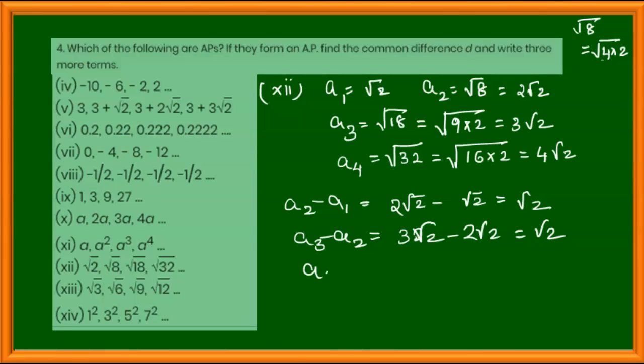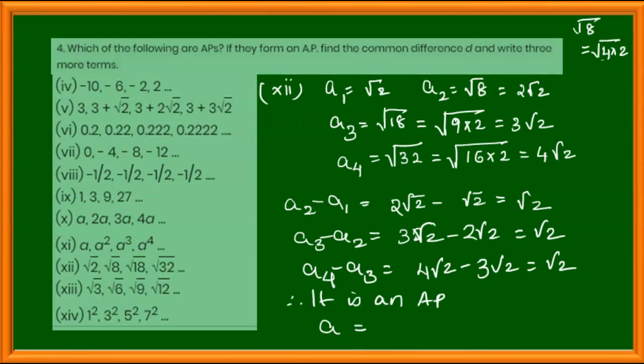The same way here, A4 minus A3. We are getting 4 root 2 minus 3 root 2, getting root 2. So therefore what we can say, it is an AP, right? An AP with A equal to root 2 and D is also equal to root 2. Yeah, complete this.